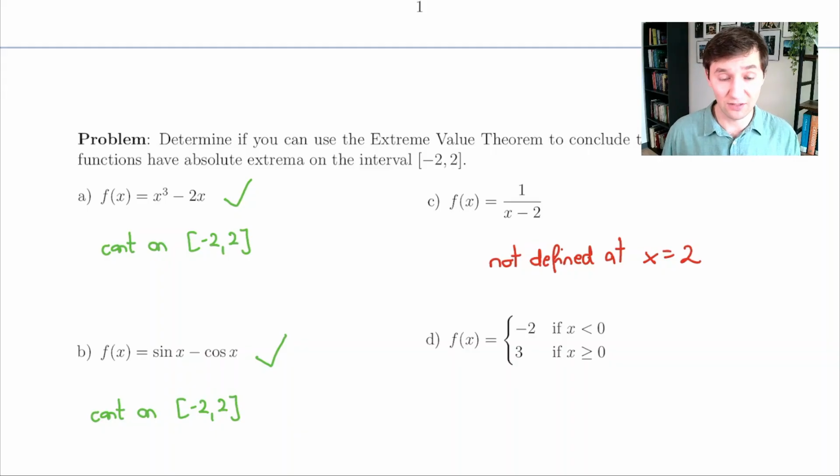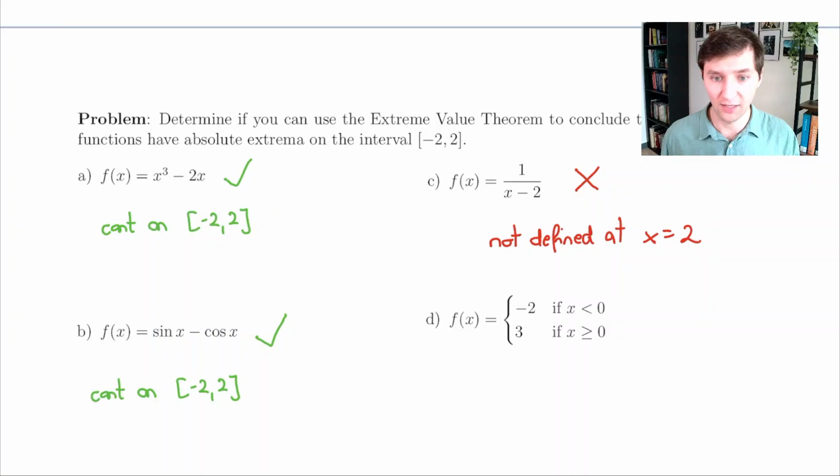which means this function is not continuous on the interval from -2 to 2, implying that the extreme value theorem cannot be applied. I cannot use the extreme value theorem to conclude that this function has some absolute max or min on that interval. In part D, the function is defined all the way from -2 to 2.